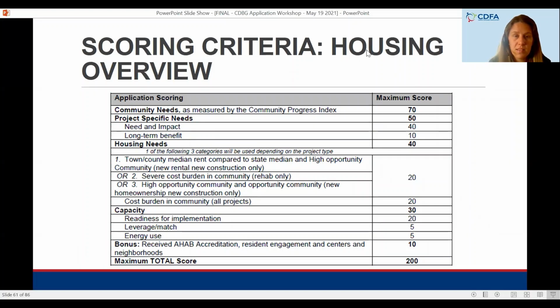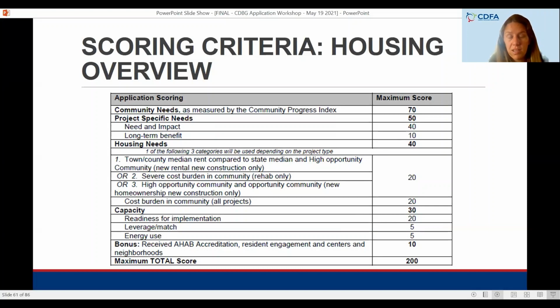So as you can see, this is the overview of the housing scoring. What you'll notice, I think, most significantly, at first glance, is that the scoring was adapted so that it's now at 200 points. In the past, it was 420 points for housing. It was different total scores for other program areas. We felt that we could simplify the scoring by making the scoring based on the same total score. So the total score now is 200 points, both for housing and public facilities.